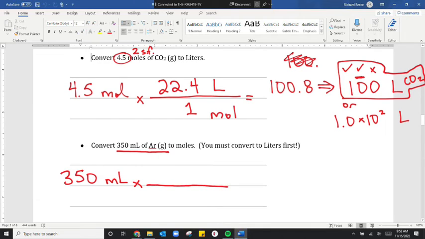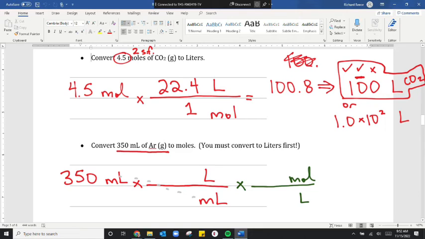But the way I'll keep up with it, if I want to show it, if I start with milliliters, that means milliliters needs to be the bottom of the conversion factor. I want to put it into liters first. And then I'll use a second conversion factor to go from liters to moles. The one in green is going to be the 22.4 one that we've been practicing with.